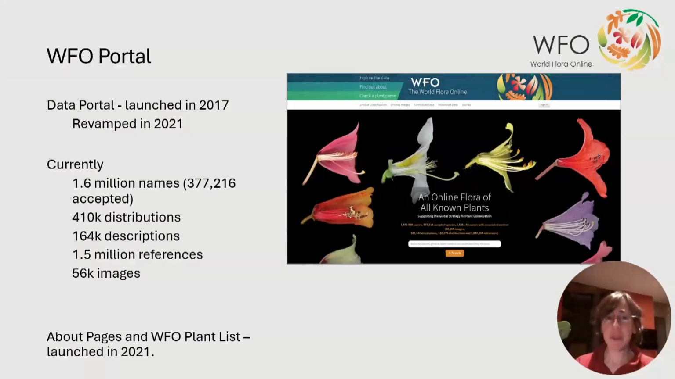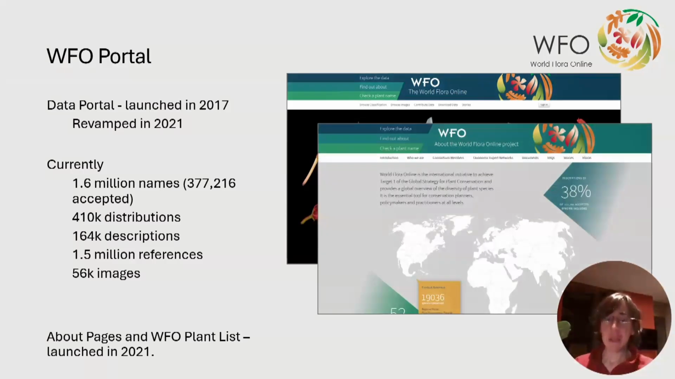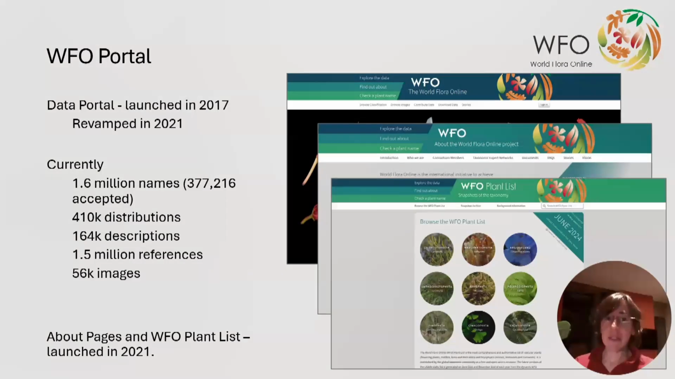The WFO portal launched in 2017 and was revamped in 2021. It currently has 1.6 million names, including over 377,000 accepted names, over 400,000 distributions, 164,000 descriptions, 1.5 million references, and over 56,000 images. The About pages and WFO plant list components were launched in 2021.